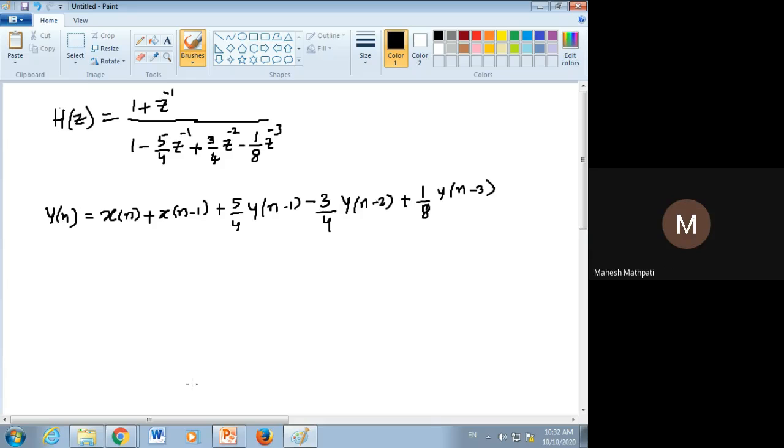Now you draw the direct form 1 and direct form 2 for this equation. So you just call it equation 1 and draw the direct form 1 and direct form 2 for this. In that time I will take the attendance also.